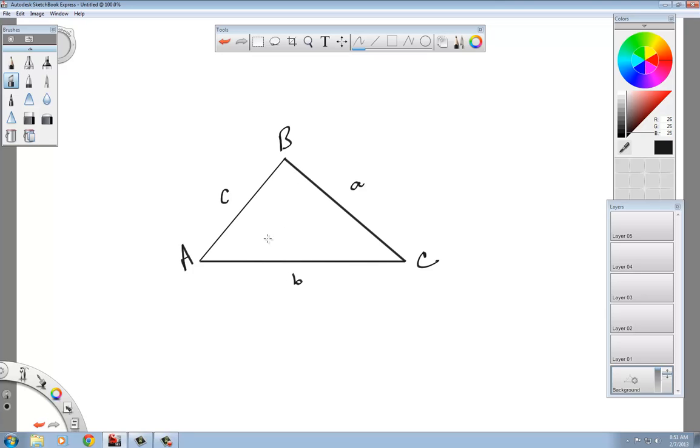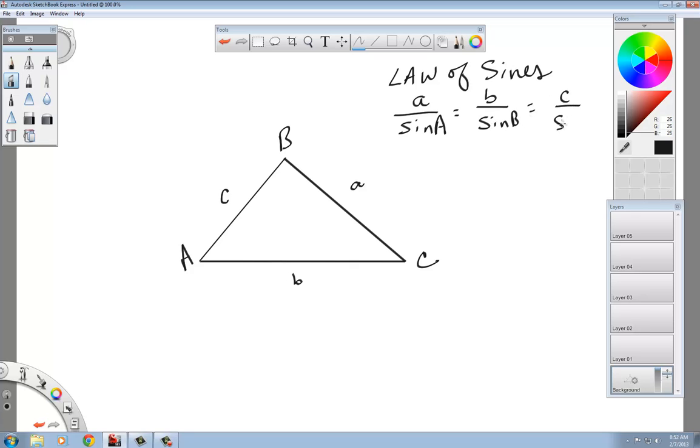Now let me show you how we're going to use this thing called the law of sines. And that is little a over the sine of capital A. And what it is, is a proportion. It's a set of proportions that you can use to do trigonometry, like right triangle trigonometry, except when the triangle isn't a right triangle.